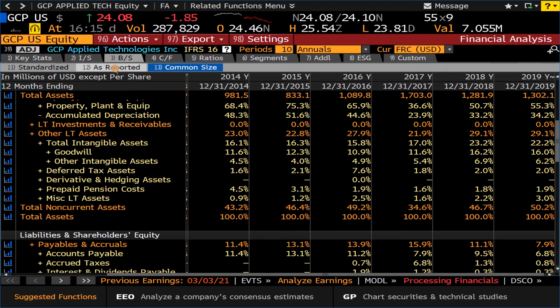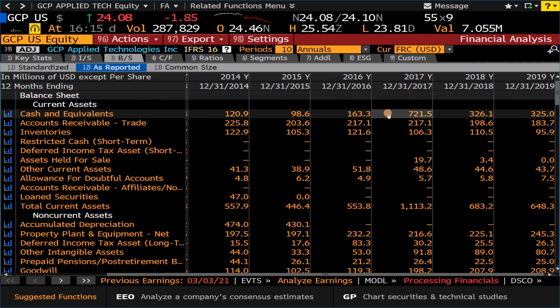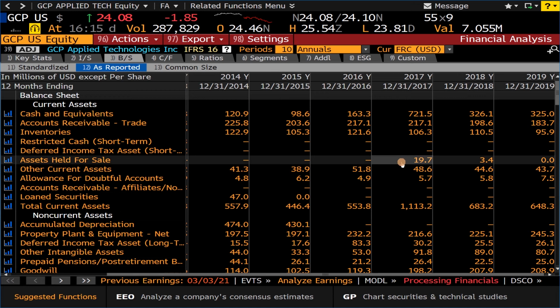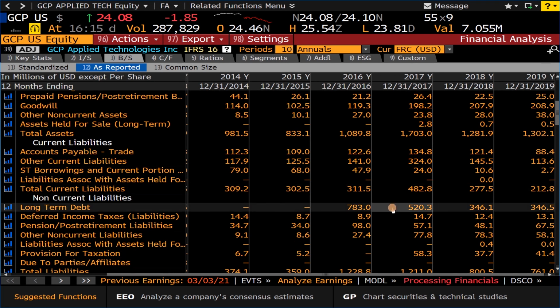Clicking back to the As Reported tab, as an analyst, I'm looking for any major inconsistencies from year to year. I can see that from 2016 to 2017, cash and equivalents increased from 163 million to 721 million. My first thought would be that the company issued debt in order to secure cash. But if I scroll down to long-term debt, I can actually see that it decreased from 783 million to 520 million. In this scenario, I would want to go to the 10K to see if there's any additional information as to how the company secured this much cash.